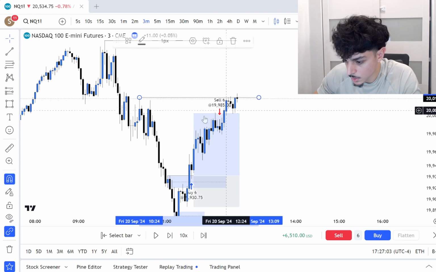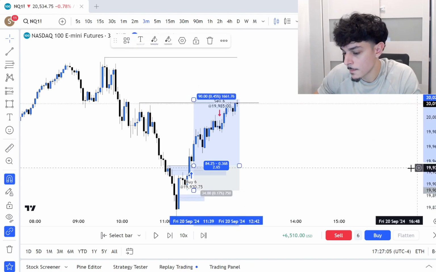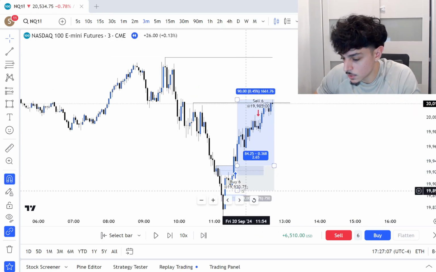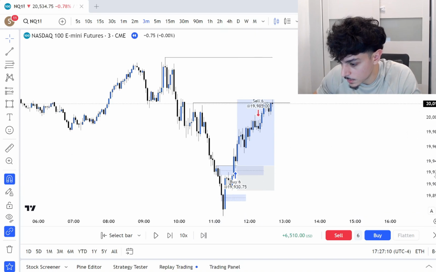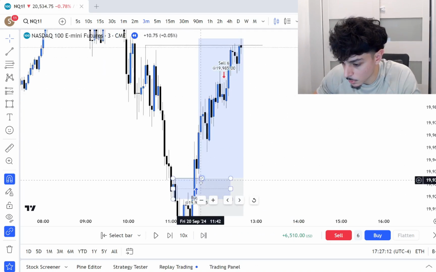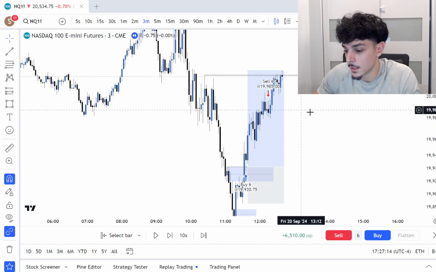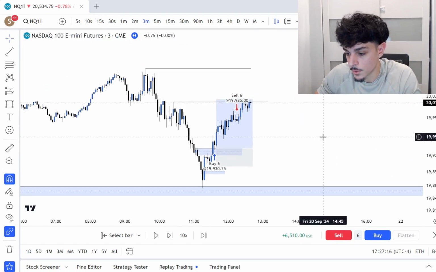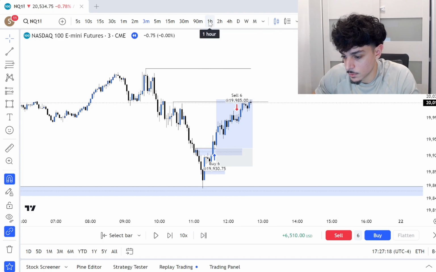It still goes and takes out more liquidity, but in that case you can just trail your stop. Let's say you hit this high, you trail your stop below lows, and you can definitely have a really big winner in that scenario. So this was the first scenario.